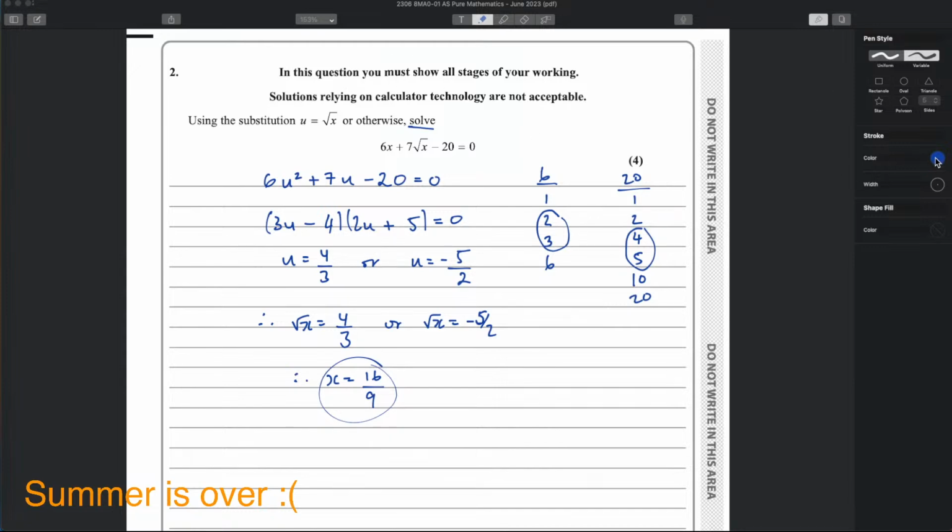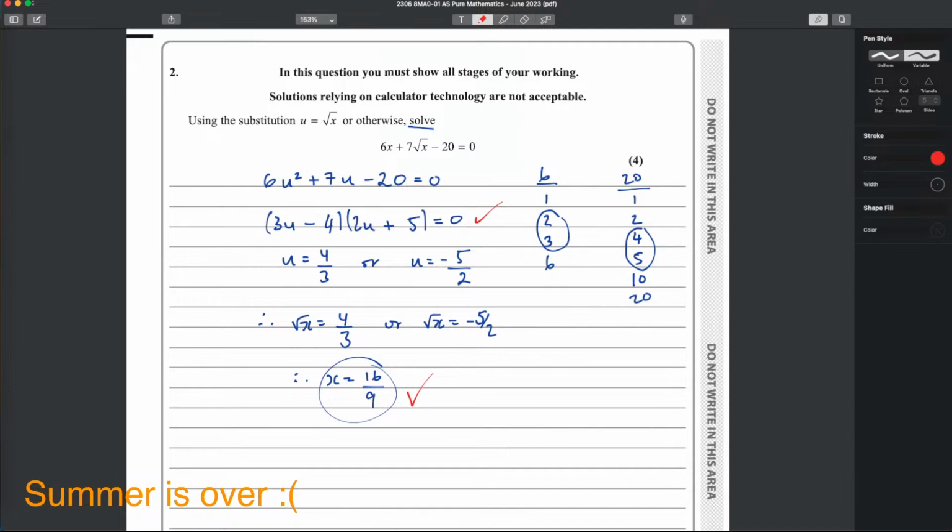Okay, this is question 2. The answer looks like 16 on 9. That looks fine. And the factorization was fine. They don't give any specific reasoning as to whether to include this solution here or not. I guess they just want us to ignore it because it's a square equal to a negative, and in AS level mathematics we don't learn about that topic yet.